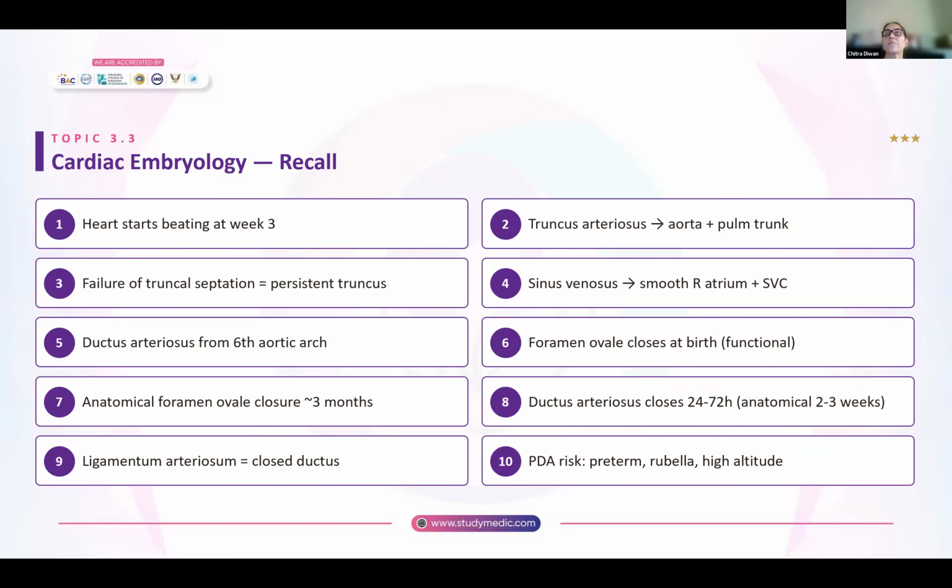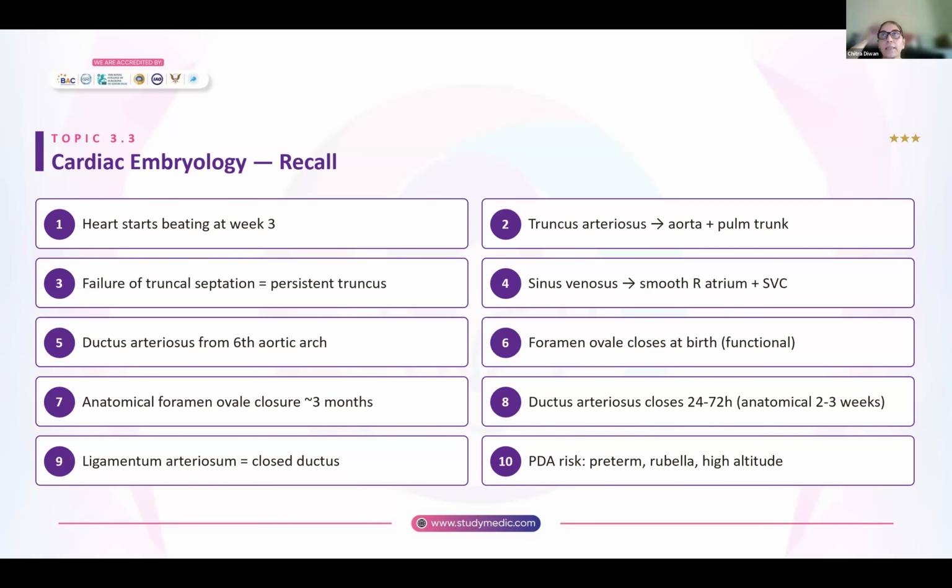The foramen ovale functional closure occurs at birth or at the first breath. Anatomical closure of foramen ovale occurs at 3 months. Ductus arteriosus closes functionally 24 to 72 hours after birth. Anatomical closure at 2 to 3 weeks. After the ductus arteriosus closes anatomically, the remnant that is there is called the ligamentum arteriosum.